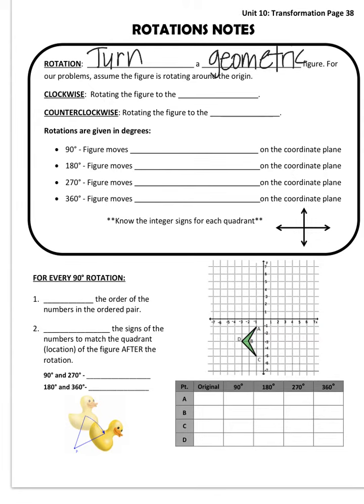So they may give you directions to turn the shape clockwise. That means that you're going to go in the direction of a clock. So we go right. They may say counterclockwise, that's the opposite direction of a clock. So that would be going left.